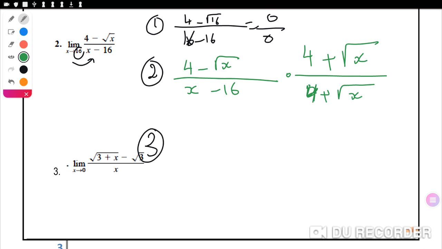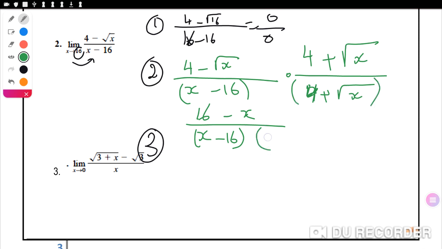The product of any expression and its conjugate, you have to remember it. It will be what? Squaring the first, which is 16, squaring the second, squaring any square root cancels the root, minus x, over x minus 16, but keep it between two brackets. I keep this factor, this factor. Okay, and here it will be 4 plus square root x. Here the numerator is 16 minus x, but in the denominator x minus 16 is the opposite. Okay, here positive, here negative, here negative, here positive.